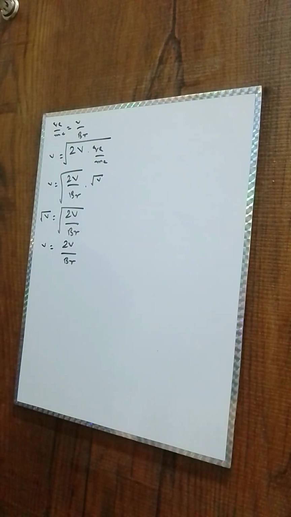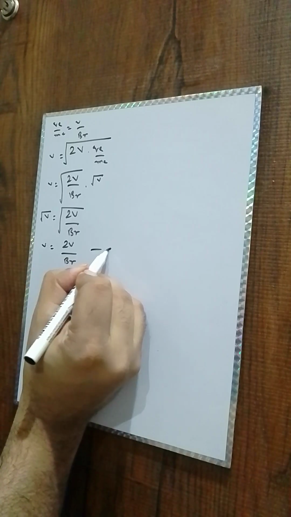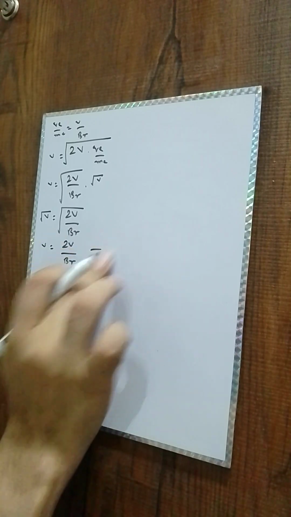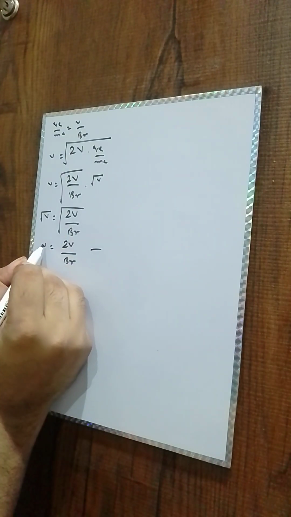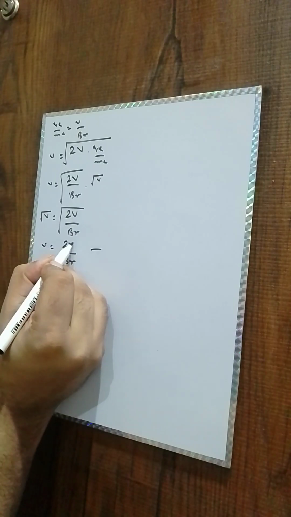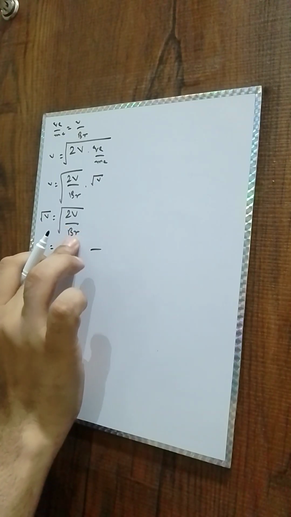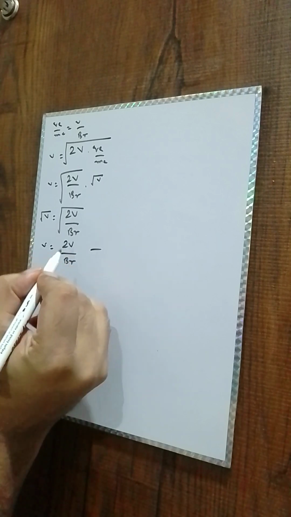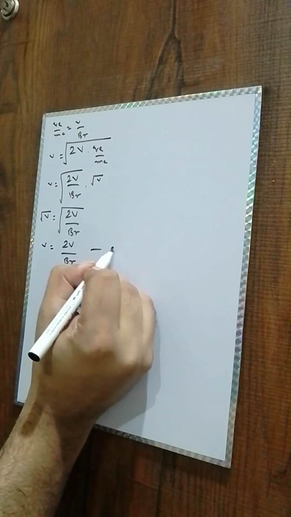Is it what we're looking for? Somewhat. So this is an interesting equation. This is the velocity, this is the voltage potential, and this is the magnetic field, this is the radius.